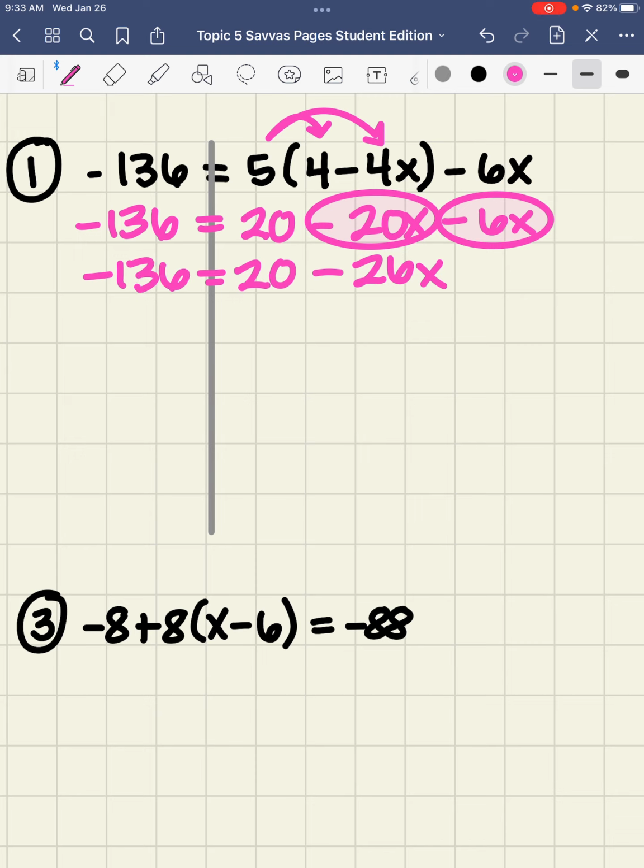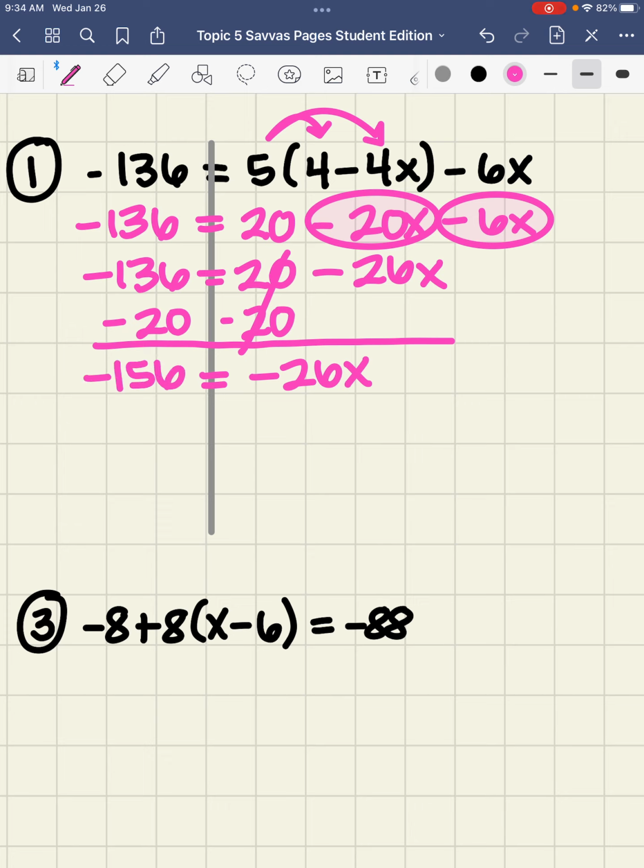Now, to get x by itself, we're using inverse operations. The first thing I have to undo is this 20, which is positive. So I undo that by subtracting 20 on both sides. So on the side with the x, what happens? Well, my 20s cancel out and I'm left with negative 26x. And that is equal to negative 136 minus 20, which is negative 156.